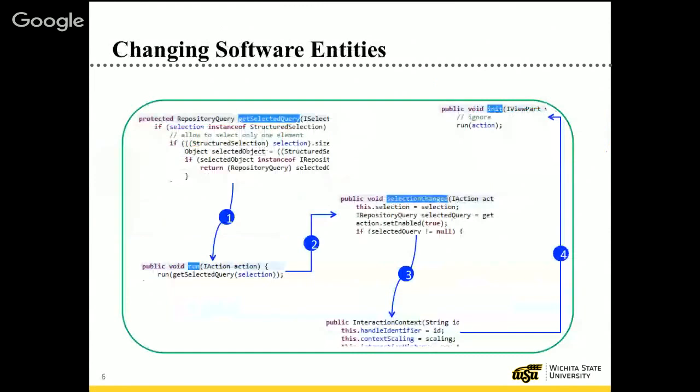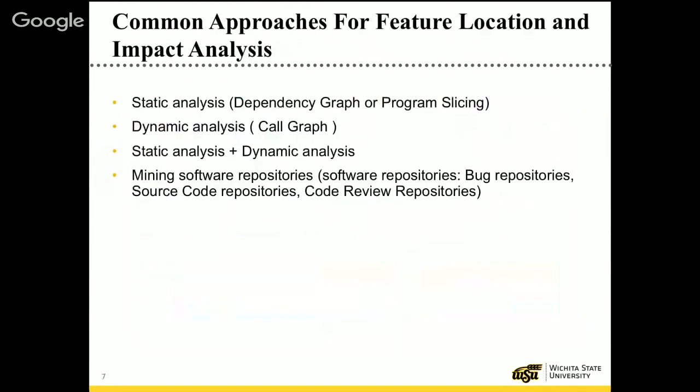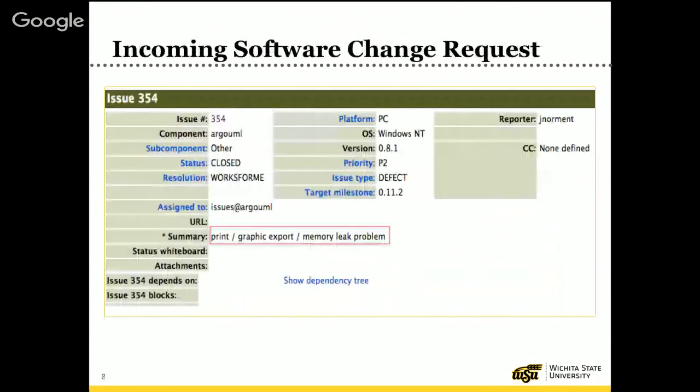This is for impact analysis. The different approaches that we can use are based on static analysis. We can come up with a dependency graph or program slicing for the source code, or we can use dynamic analysis, which is a call graph, or mining software repositories. These are the techniques that we can use.